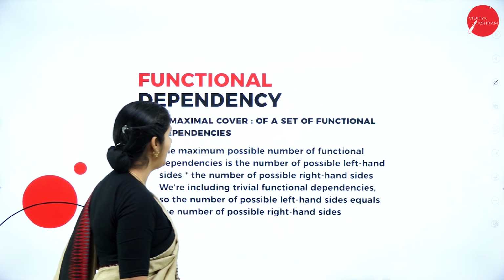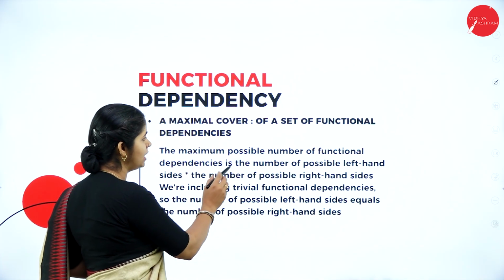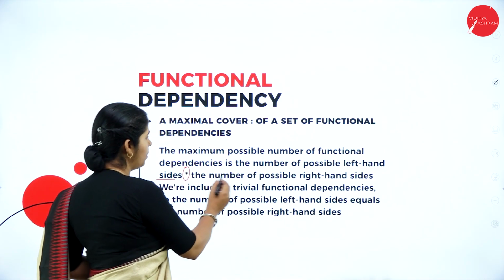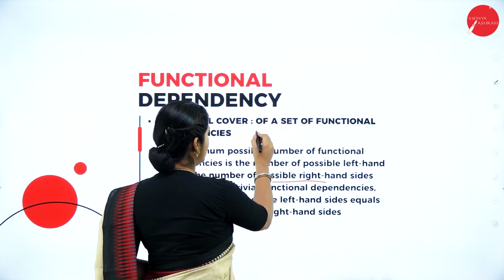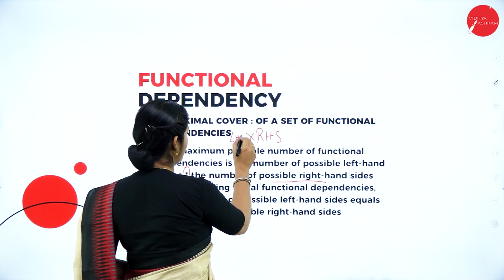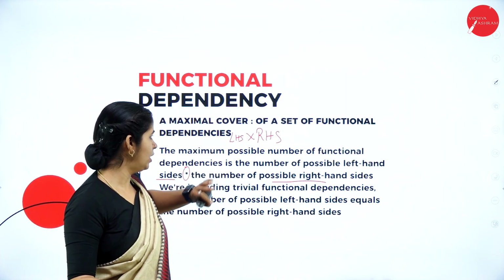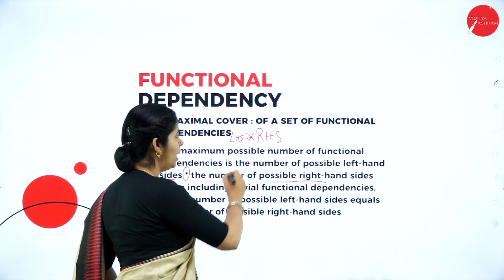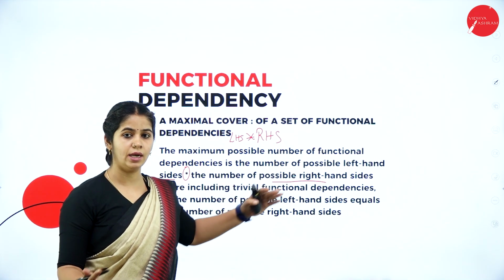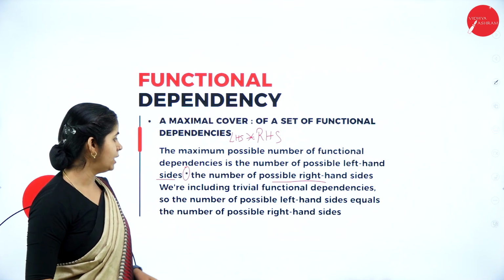When coming to the maximal cover, the maximum possible number of functional dependencies is the number of possible left hand sides multiplied by the number of possible right hand sides. That is LHS times RHS. How many possible attributes are there on the left hand side, multiplied by how many are there on the right hand side. Combining them together, you get the maximal cover of the functional dependency.